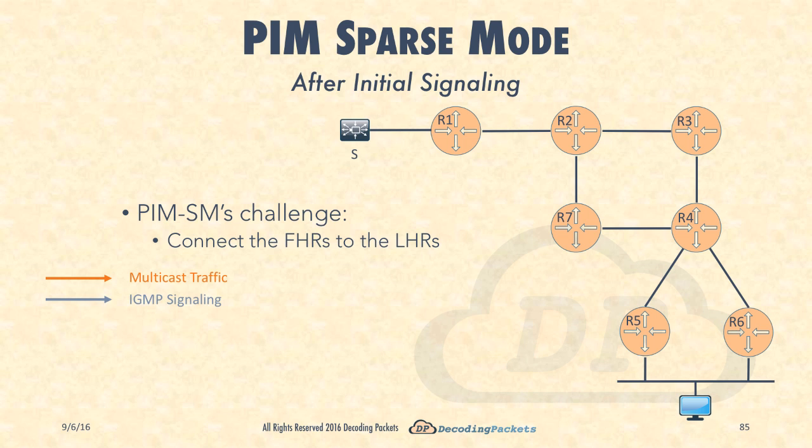Now, pay attention to the legend on the left-hand side. All of the orange arrows are the actual multicast traffic. That means these are the packets that have multicast destination IPs and unicast source IPs. And the light blue color is the IGMP signaling that the receiver should be using.